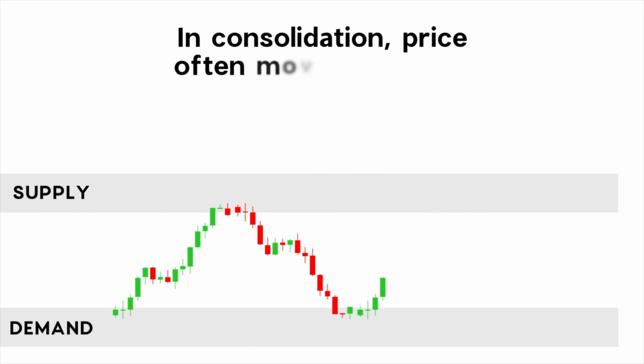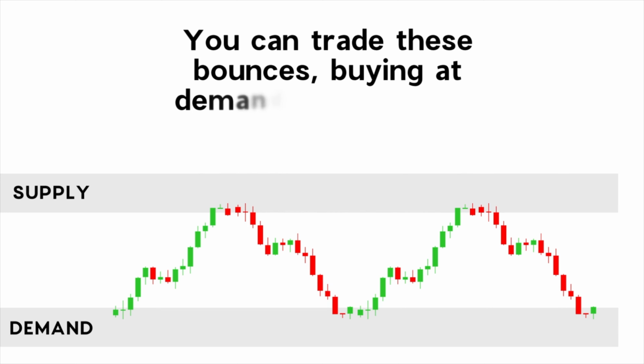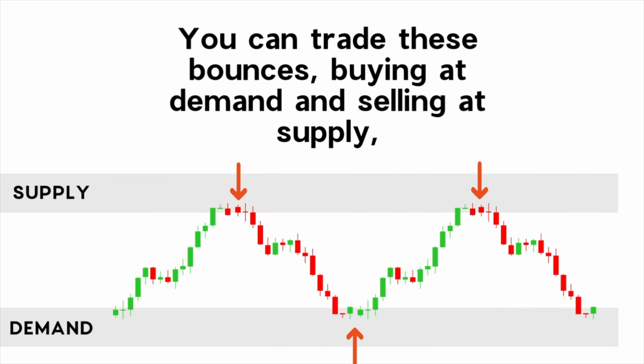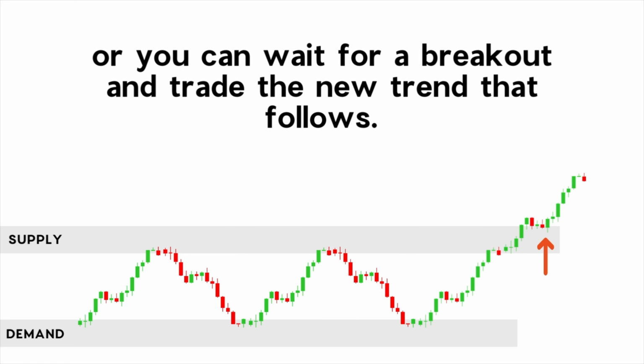In consolidation, price often moves between clearly defined supply and demand zones. You can trade these bounces, buying at demand and selling at supply, or you can wait for the breakout and trade the new trend that follows.